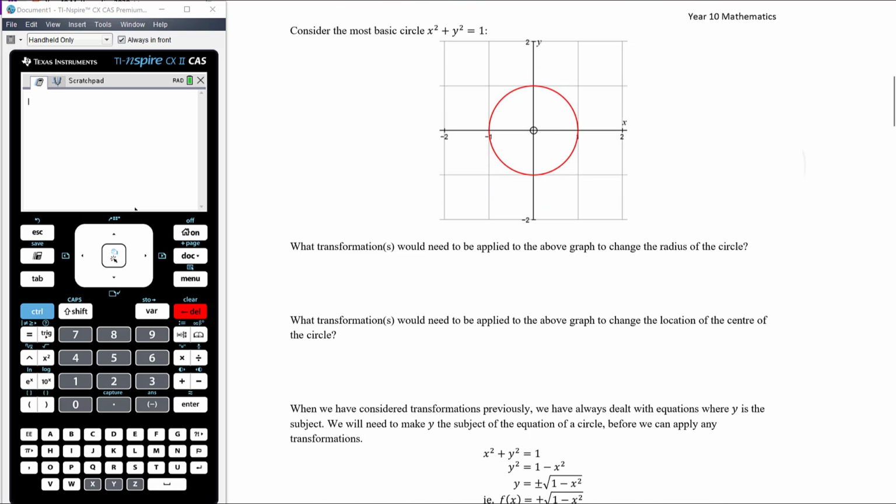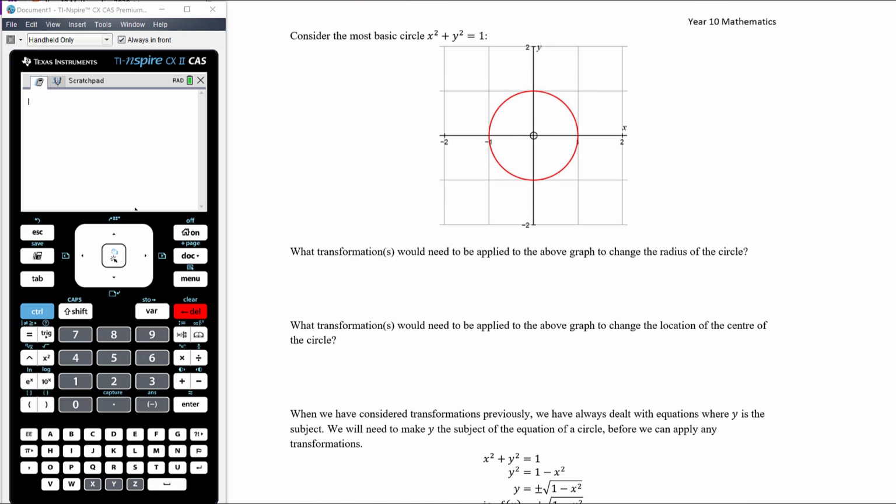Okay, so then let's go back to our most basic circle and think about, okay, so this is a circle with its centre at the origin and its radius of 1. Those are the two things that define the circle. If you change the centre, you move it. If you change the radius, you make it a bigger circle. Okay, so those are the two things we want to be able to control. So let's think about what transformations would be needed to change the radius of the circle.